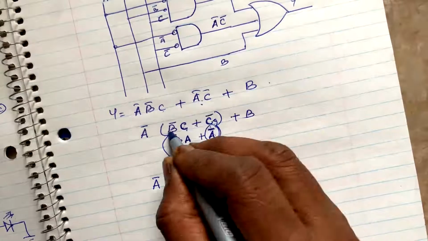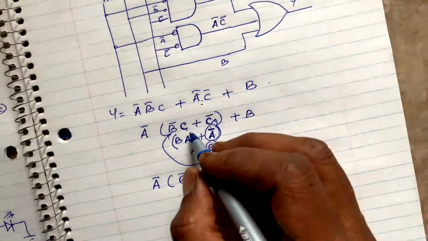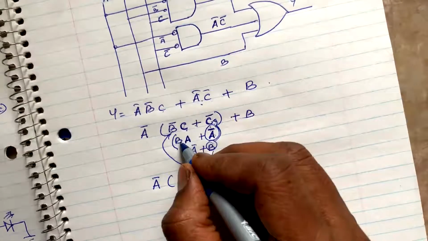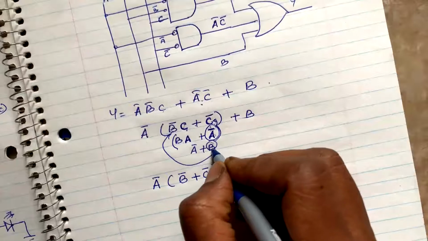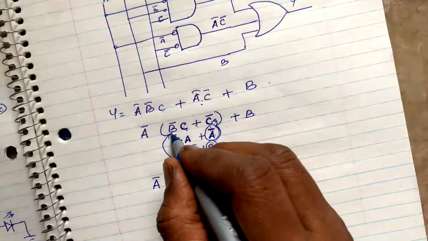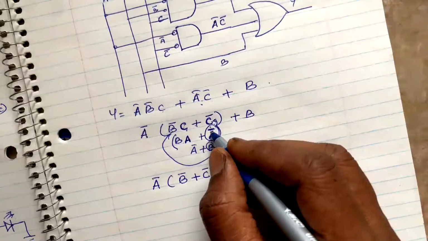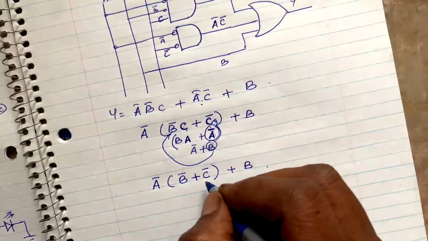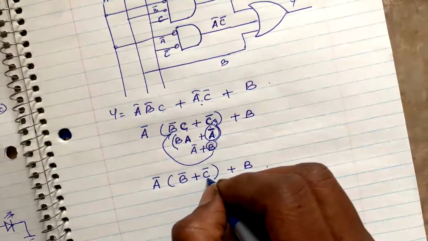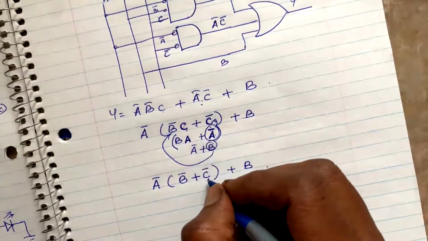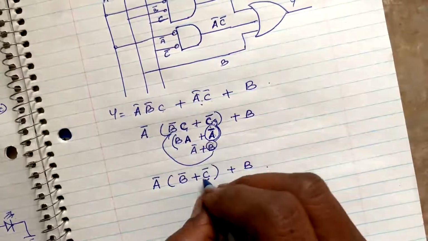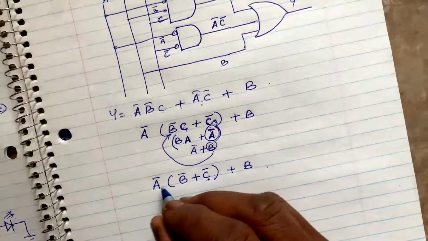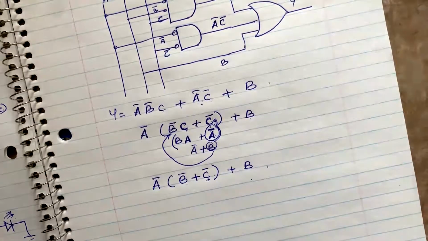C bar plus B bar C. In the place of A bar, I have C bar. In the place of B, I have B bar, right? Now, therefore, I can write A bar plus B, right? A bar is C bar here. B is B bar here. A bar plus B, so it is B bar plus C. And this A bar as it is, this B as it is.